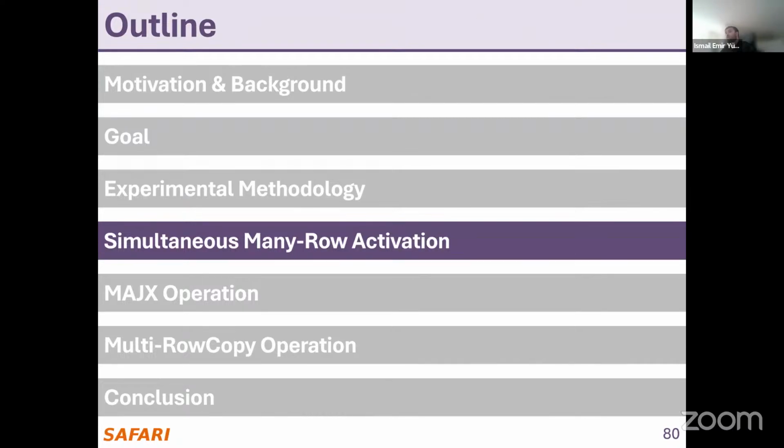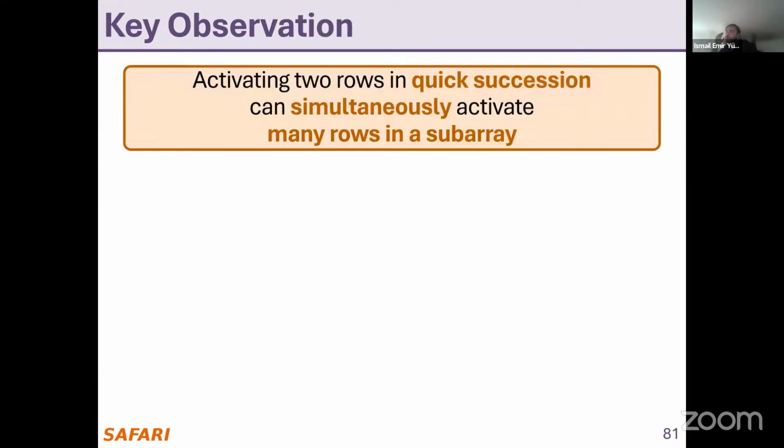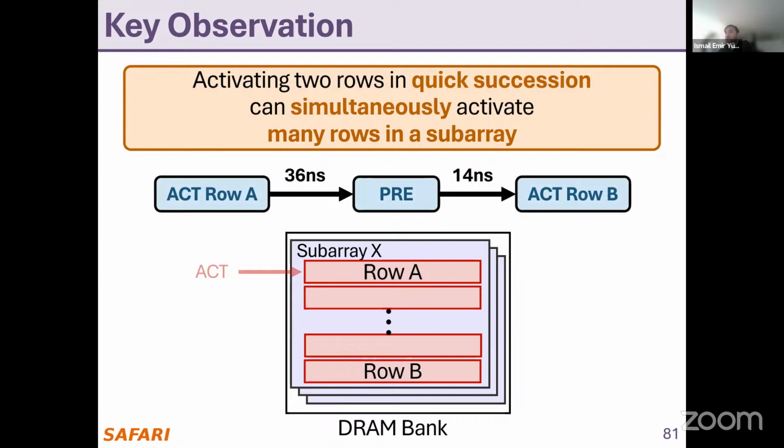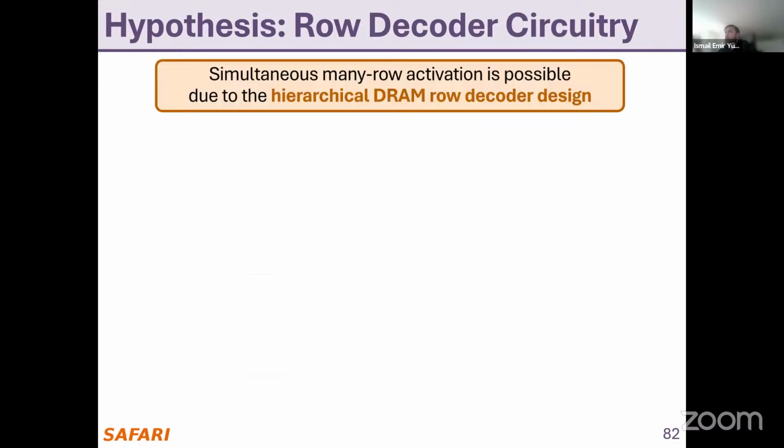Now let's take a look at how we activate many rows in real DRAM chips. The observation is similar: activating 2 rows in quick succession can simultaneously activate many rows in a subarray. Again, we violate these timings to activate multiple rows at the same time. And we have a hypothesis: this is possible due to the hierarchical DRAM row decoder design.